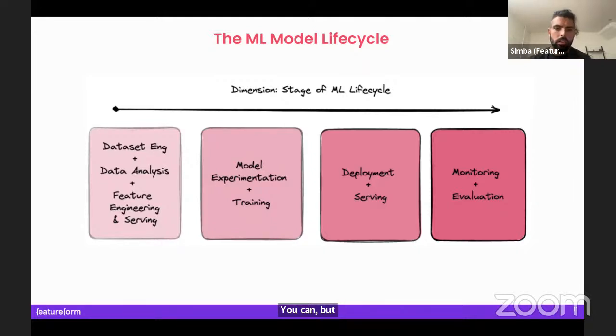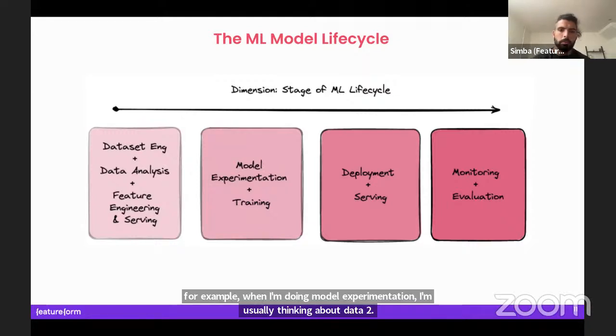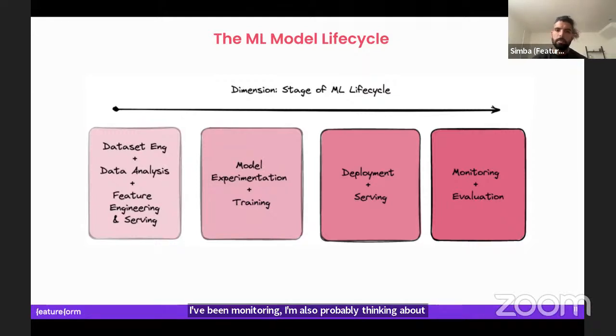time. For example, when I'm doing model experimentation, I'm usually thinking about data too. If I'm doing monitoring, I'm also probably thinking about data. I'm also maybe thinking about the hyperparameters and the type of model. So these things are all very deeply tied. But I would say that there are four different mindsets and actually four separate types of tools in an MLOps platform for each of these different steps.